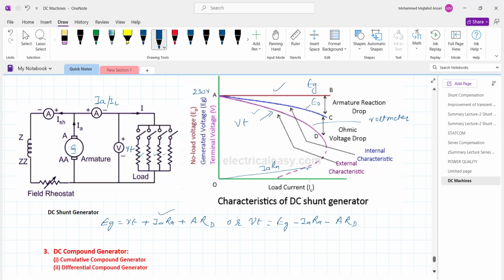So the terminal voltage versus load current is the external characteristic. The EMF, internal voltage versus load current, is called the internal characteristic, after allowing for the armature reaction drop, and the actual EMF generated versus field current is the no load characteristic of the DC shunt generator. So today we will stop our discussion here, and next time we will see the characteristic of the DC compound generator, with the same internal characteristic and external characteristic.